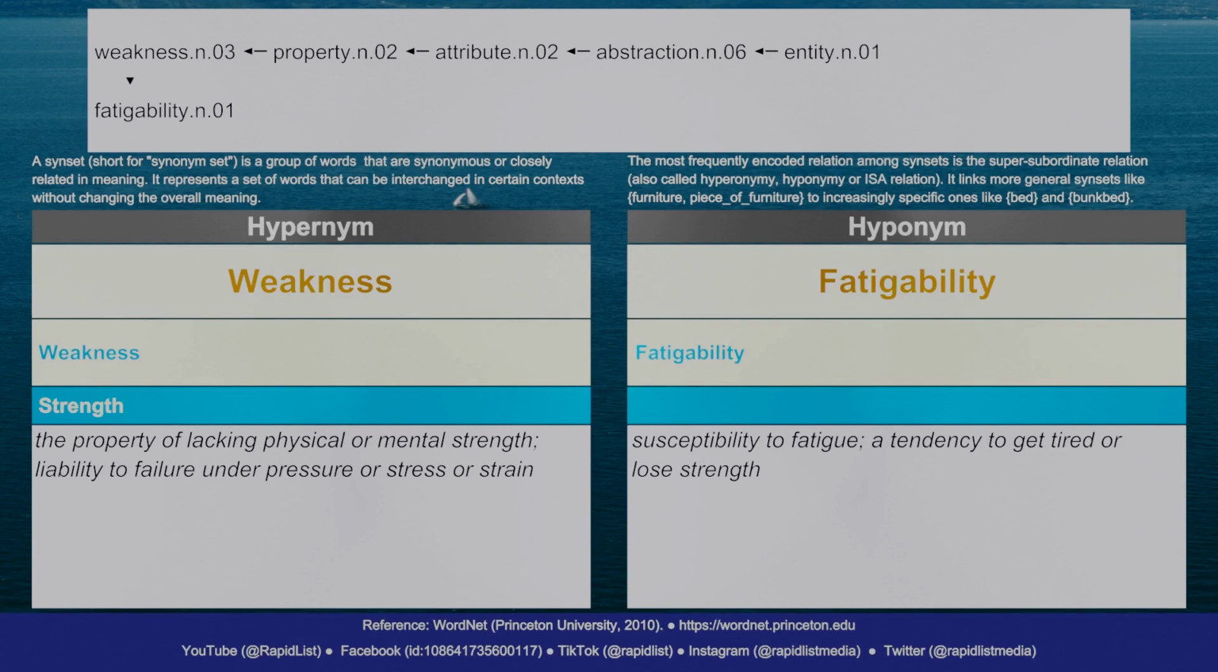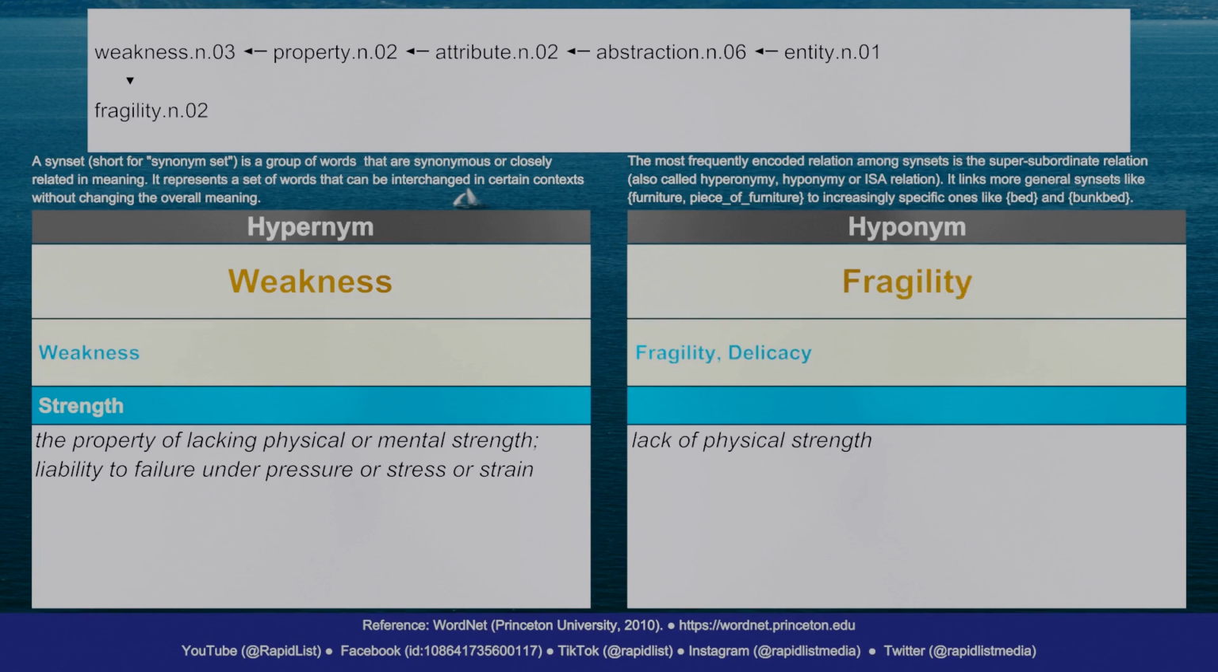Fatigability. Susceptibility to fatigue, a tendency to get tired or lose strength. Feebleness. The quality of lacking intensity or substance, Nathaniel Hawthorne. A shrill yet sweet tenuity of voice. Flimsiness. The property of weakness by virtue of careless construction. Fragility. Lack of physical strength.